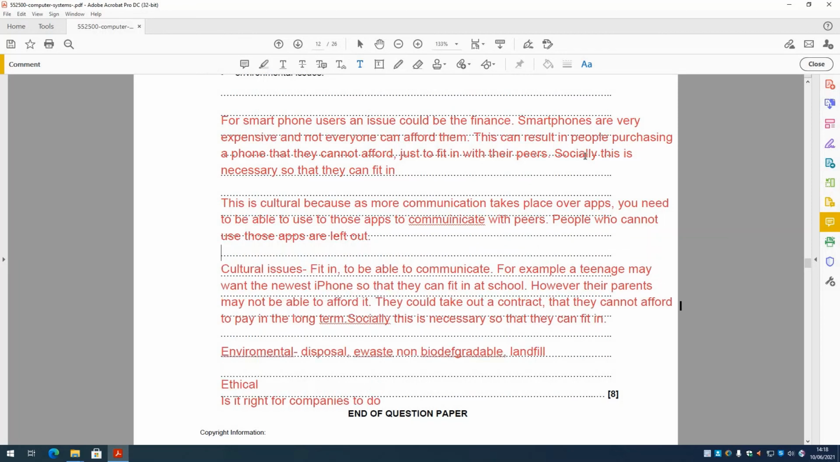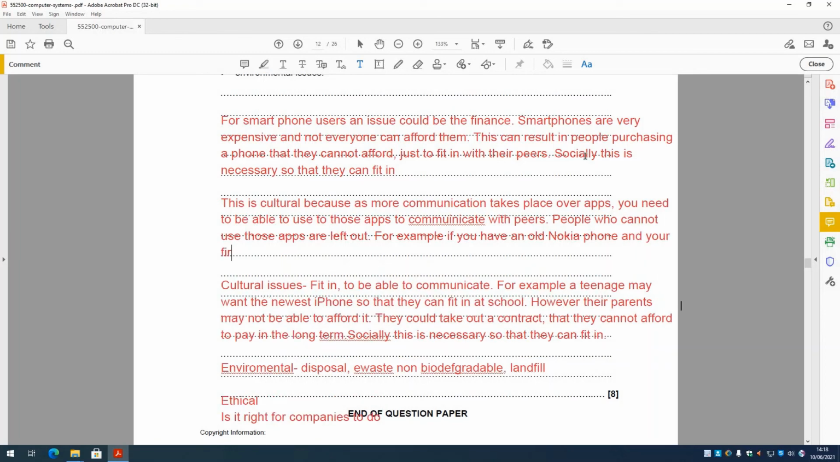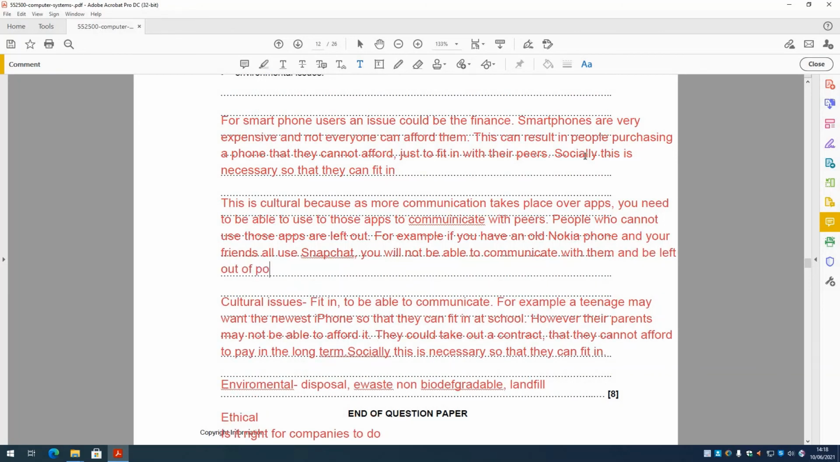And then again, we need to give an example to back it up. For example, if you have an old phone, so let's say a Nokia, you're not really supposed to mention brands, but I'm just doing this so that you understand it better. If your friends all use Snapchat, you will not be able to communicate with them and will be left out of potentially key conversations. Okay, cultural, we can move on now.